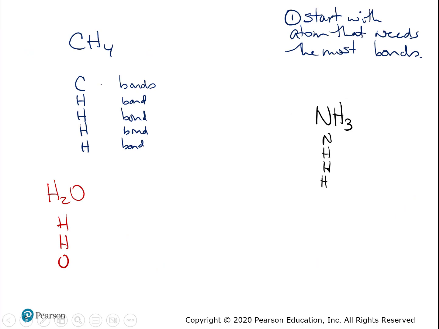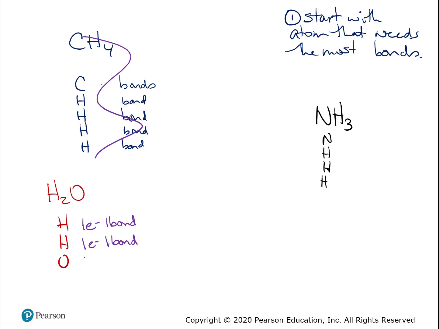Okay, so let's practice some. We just did this one, so let's do water, H2O. In each one, what you're always going to do is figure out which one needs the most bonds. That one's always the one you start with. So what do you know about hydrogen? Hydrogen has 1 electron and needs 1 bond, always. So I know I'm not going to start with hydrogen.